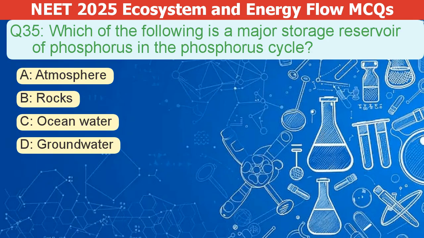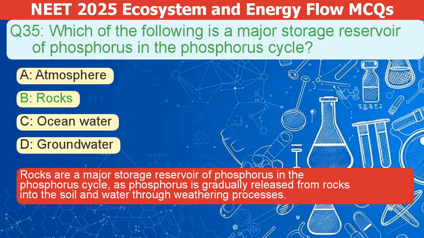Which of the following is a major storage reservoir of phosphorus in the phosphorus cycle? A. Atmosphere. B. Rocks. C. Ocean water. D. Groundwater. The correct answer is B. Rocks are a major storage reservoir of phosphorus in the phosphorus cycle, as phosphorus is gradually released from rocks into the soil and water through weathering processes.